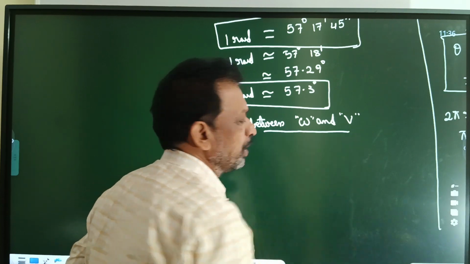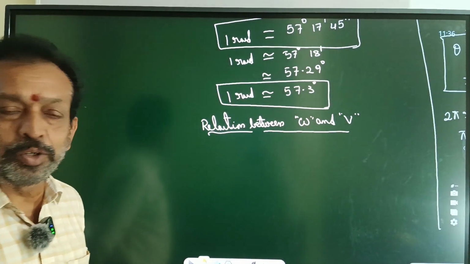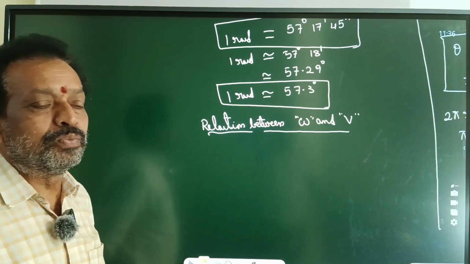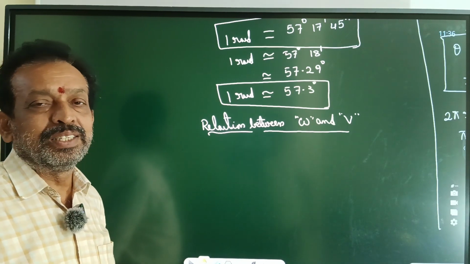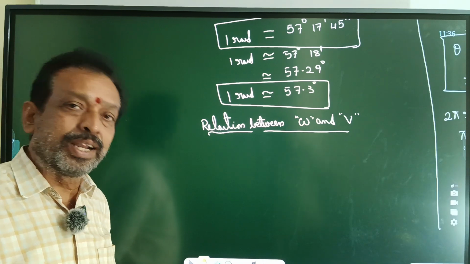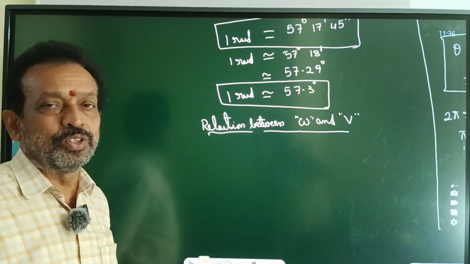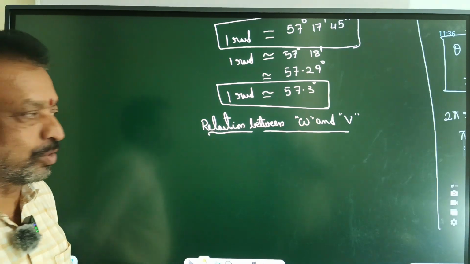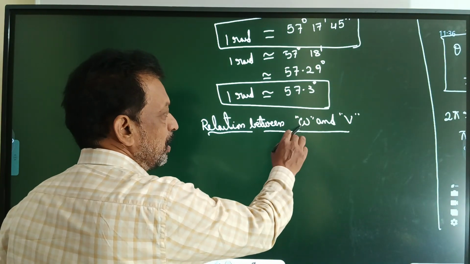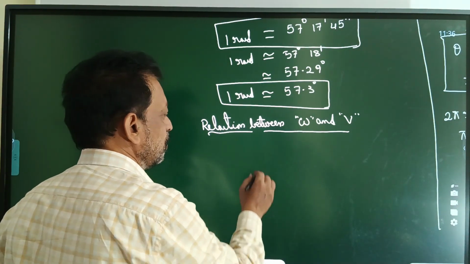So this will be useful in system of particles and rotational motion, moving charges and magnetism, EMI and AC circuits, and also current electricity. It is useful at different places also. Now coming to the relation: angular velocity and linear velocity.